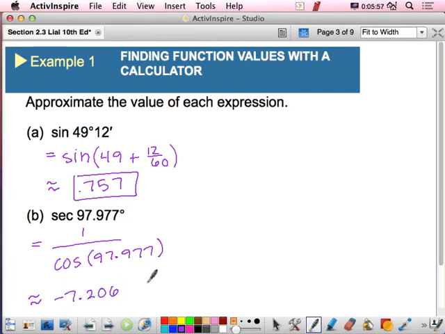Now, what are the units for trig function values? Does anybody remember? There are no units because the trig functions are ratios, and ratios don't have units. So angles have units, they're degrees or radians, but trig function values are just unitless. They're just ratios of numbers.